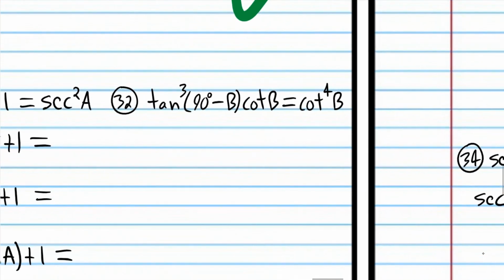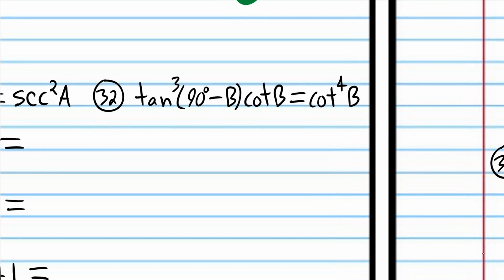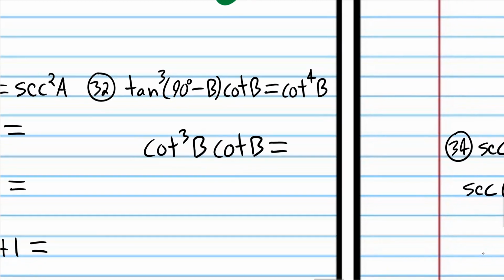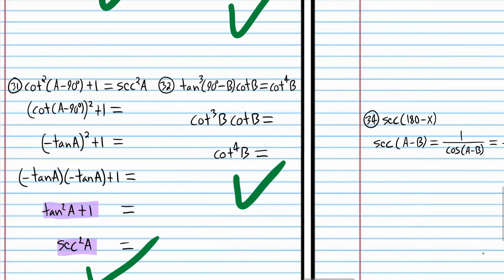Okay, we're back. Tangent of 90 minus B is equal to cotangent, so that converts to cotangent cubed B. So again, this here changed to that, and now we can multiply those together, and we get cotangent to the 4th power B. So if you got that right, excellent.